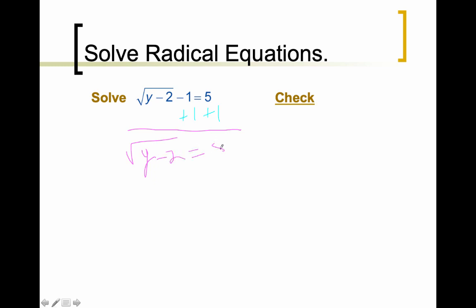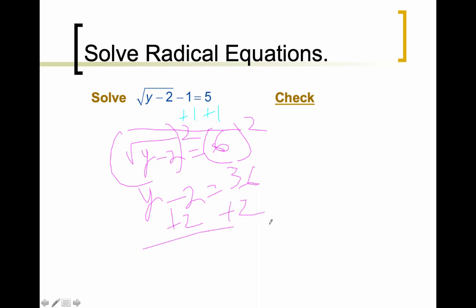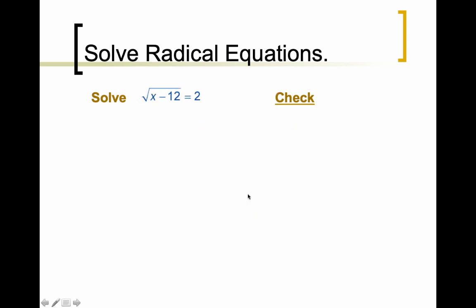Isolate the radical. This is going to be a 6. Square both sides. Y minus 2 is 36. Add 2, add 2. Piece of cake. Upside down: 38 minus 2 is 36. Square root is 6 minus 1. We are good.